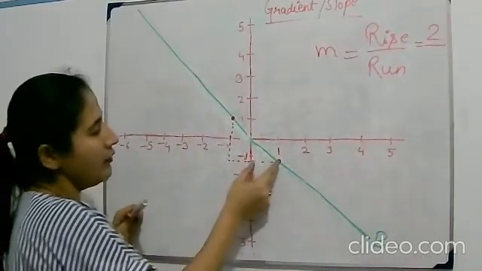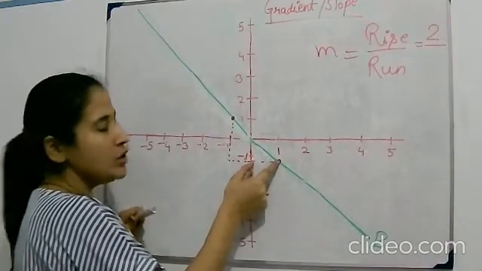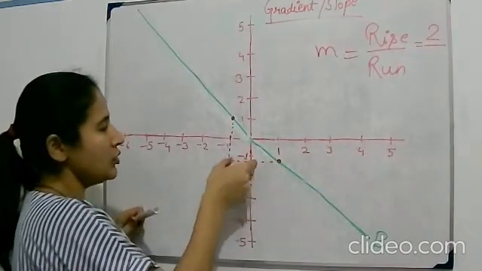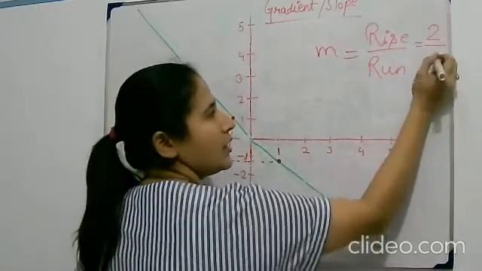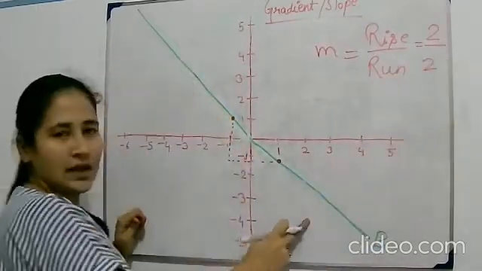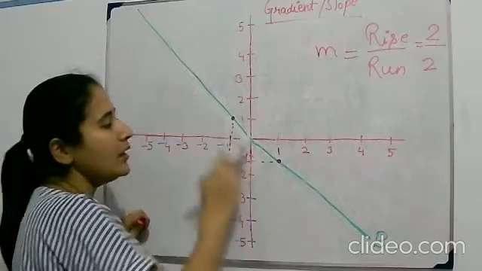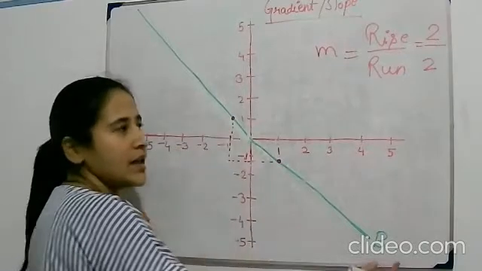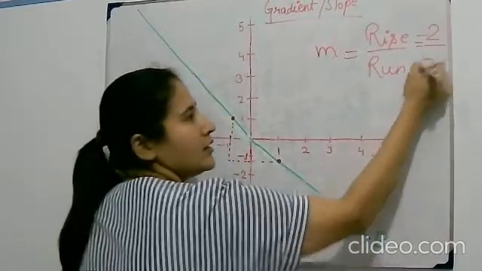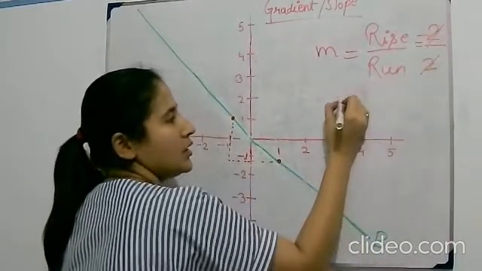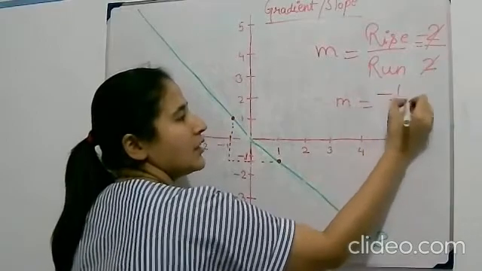And run from 1 to 0 and 0 to -1. So run is also 2. As it is negative slope, because it is coming downward to the right side, here we will use a negative sign. So the slope is equal to -1/1.